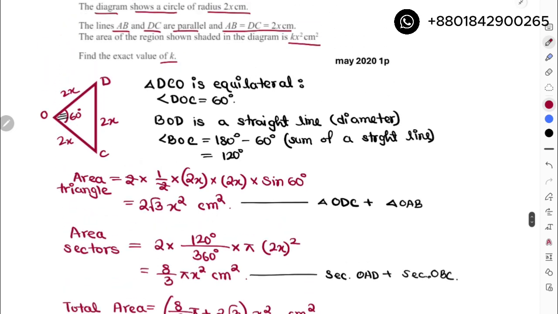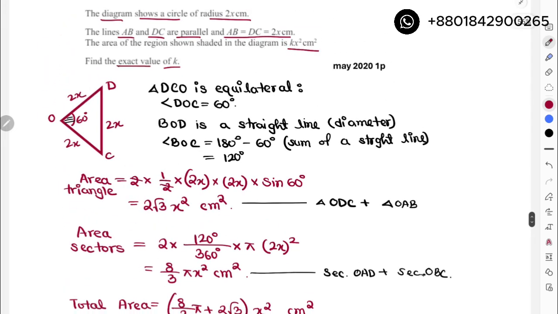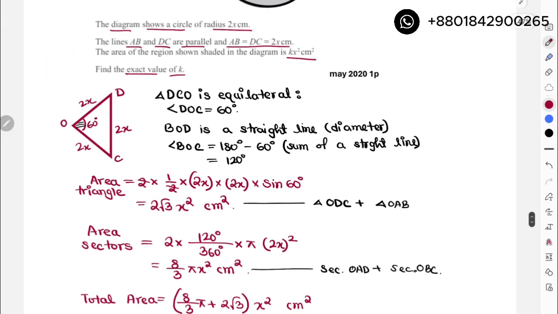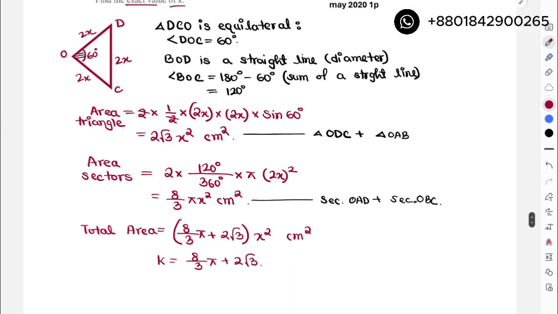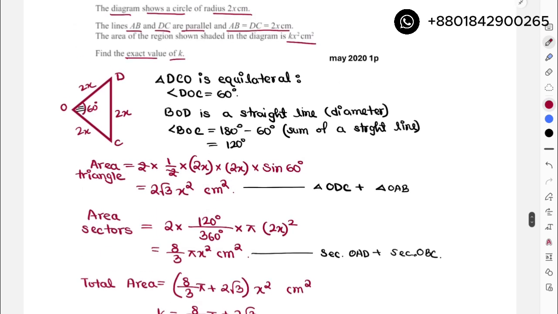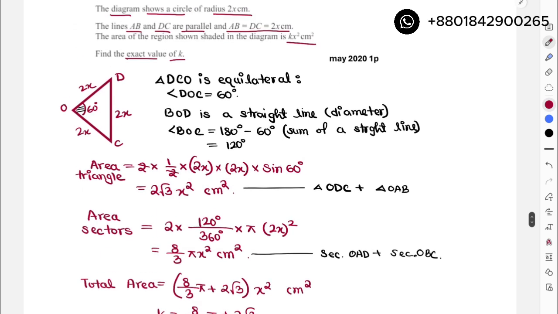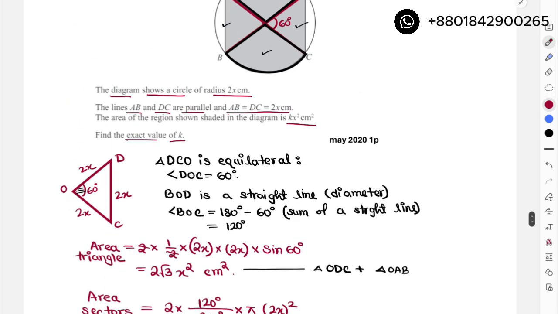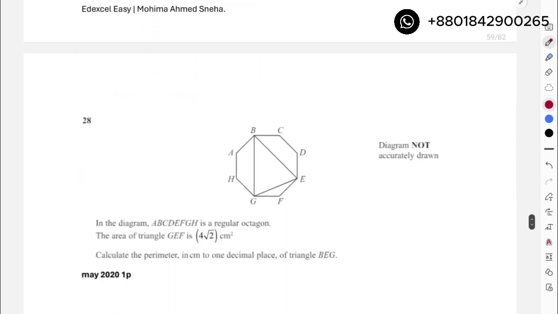They're also asking for the exact value. That means you're not supposed to find the value for k in decimals. If they have any root or something, or if it's a whole number, then you have to keep your answer in that whole number and root and everything, right? So this is the final answer for your entire expression. Okay, now we are done with this question. Moving on to the next problem.